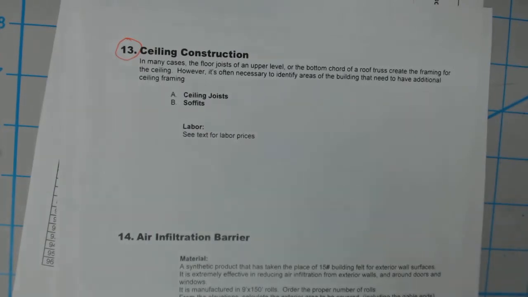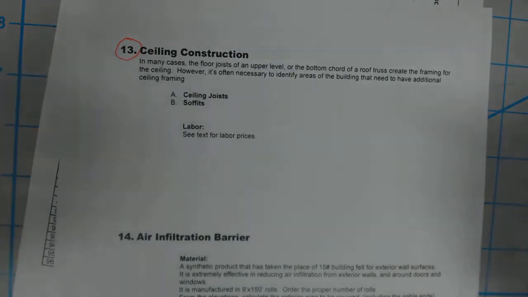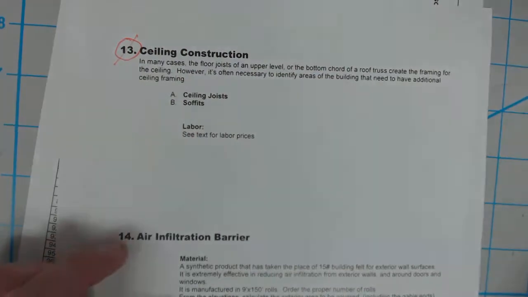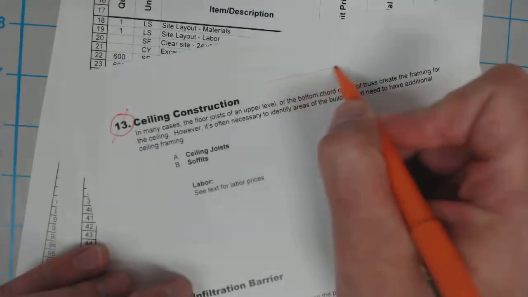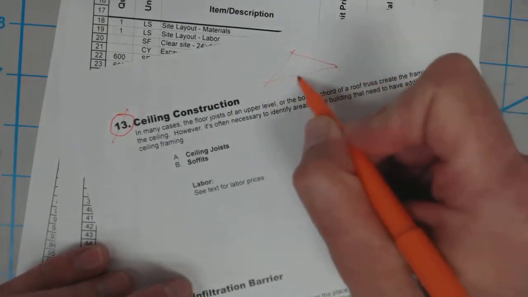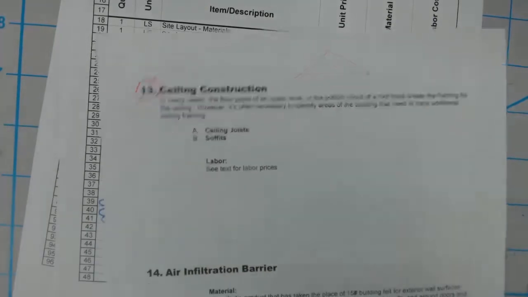In this case, since we're actually using roof trusses, we don't have to worry so much about our ceiling construction. So we literally don't have a ceiling construction. The bottom chord of our truss will actually become the ceiling framing. So we're going to skip the ceiling framing in this part. And once the ceiling is done, we would jump directly into roofs.